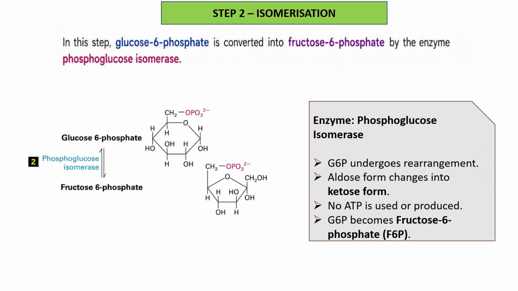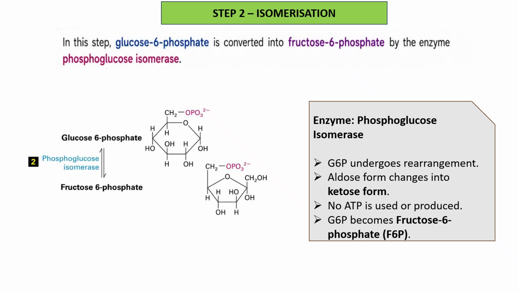Step 2, isomerization of glucose 6-phosphate. The second step of glycolysis involves the conversion of glucose 6-phosphate into fructose 6-phosphate. This reaction is catalyzed by the enzyme phosphoglucose isomerase. It is called an isomerization reaction because the molecular formula remains the same, but the arrangement of atoms within the molecule changes.